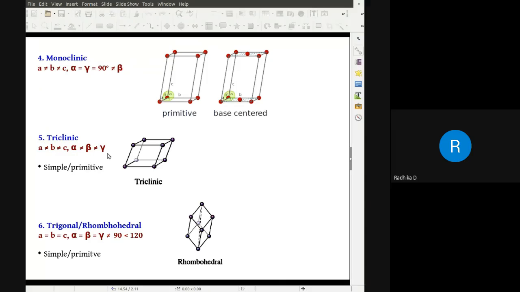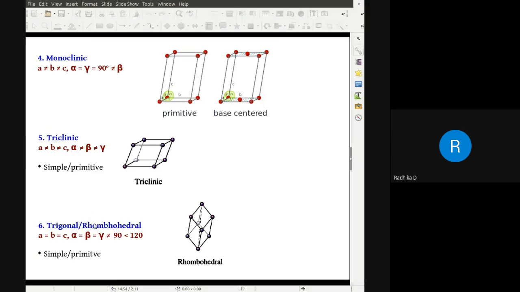I don't want to stress a lot here because you need to only know how the lattice parameters vary. That means how the lengths vary, A, B, C, the sides vary, and how the angles vary, and what are the different types. Okay, but there are more things which are more important, so I am going towards that. I'm not going to stress a lot on this. So next we have triclinic, where nothing is equal. That means all sides are not at all same. None of the sides are same and none of the angles are equal. And you have only simple or primitive, that means only atoms at the corners.